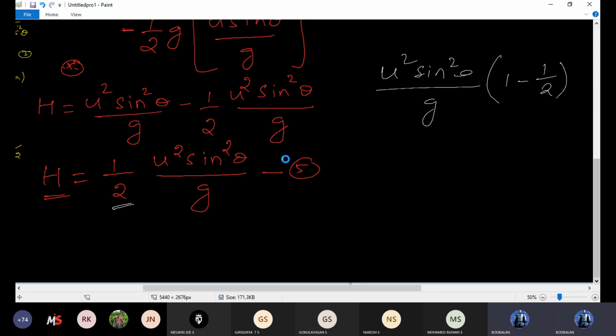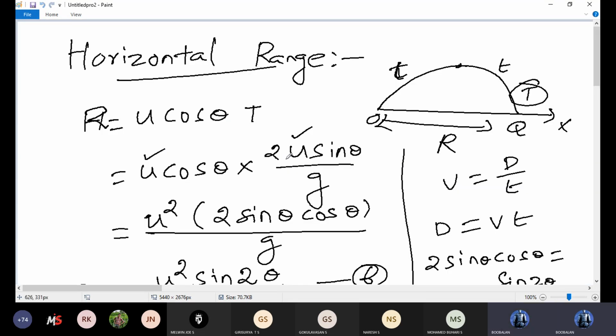Yeah. Next, finding the horizontal range. So velocity equal to distance by time, distance equal to velocity into t. So the range is the x component, u cos theta into t. Why I'm using capital T: it is the time of flight, not the time of ascent, not the time of descent. It is the time of flight, that is capital T.